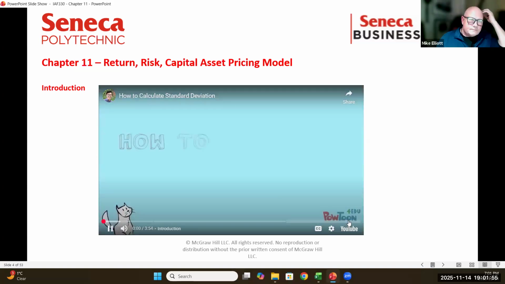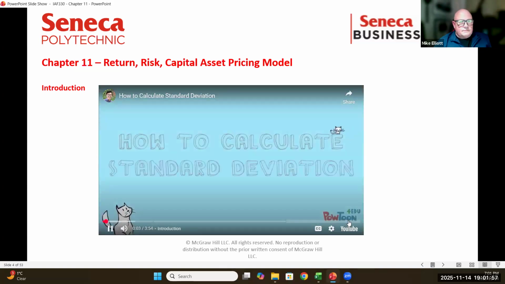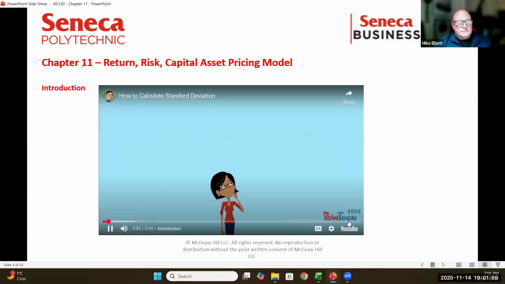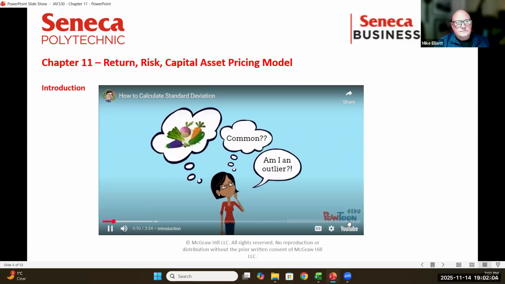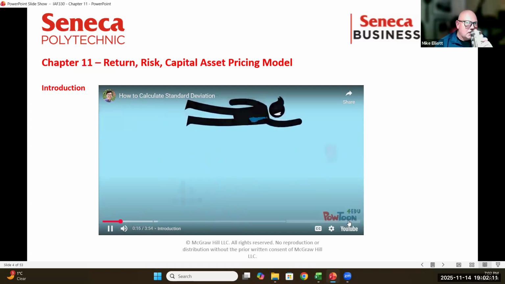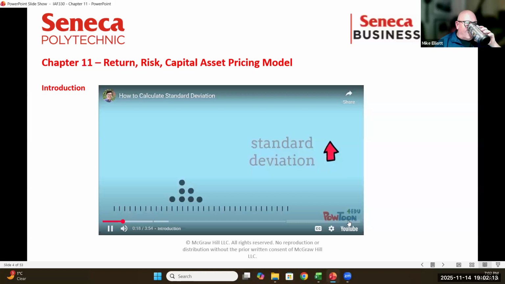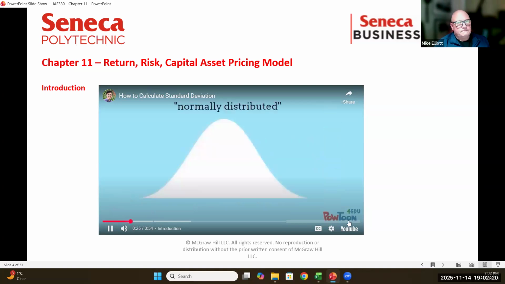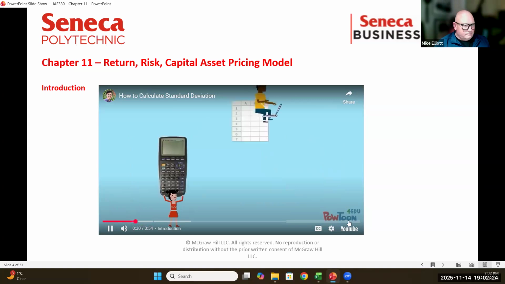How to calculate standard deviation. How many vegetables do you have in your fridge? Is that a common amount, or are you an outlier? We can use standard deviation to know whether someone's behavior is normal or extraordinary. Standard deviation, often calculated along with the mean of a data set, tells us how spread out the data is. It is used for data that is normally distributed and can be easily calculated using a graphing calculator or spreadsheet software, but it can also be calculated with a few math operations.